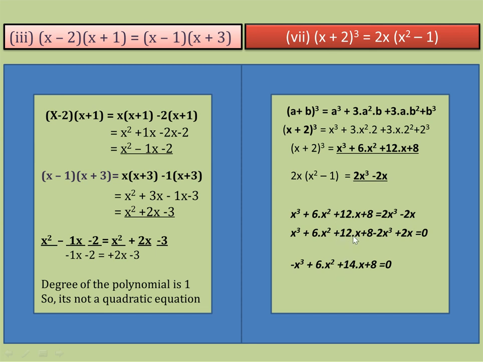Now here plus 12x, and here we have plus 2x. So we have to add, it becomes 14x plus 8 is equal to 0. Now see the degree, it's 3. Okay, it is a third degree equation, so it's not a quadratic equation. Okay, that's very important.